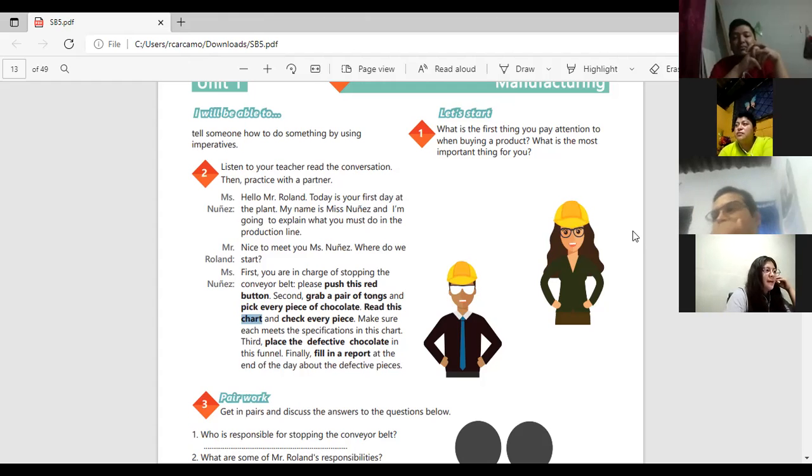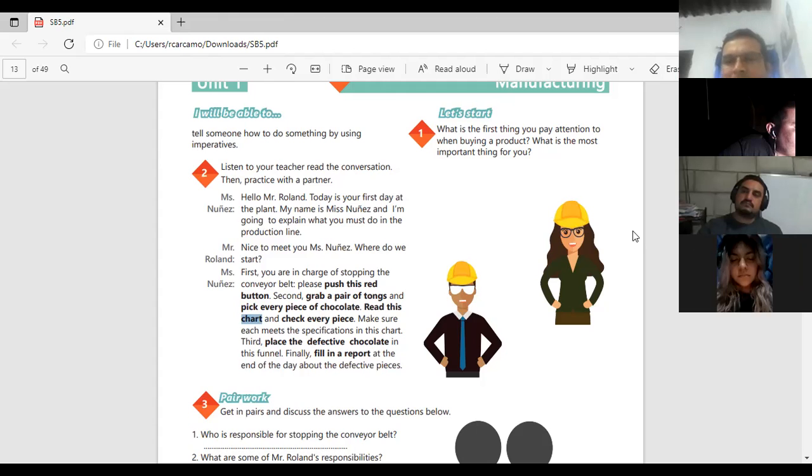Second, grab a pair of tongs and pick every piece of chocolate, read this chart, and check every piece. Make sure each meets the specifications in the chart. Third, place the defective chocolate in this funnel. Finally, fill in a report at the end of the day about the defective pieces.